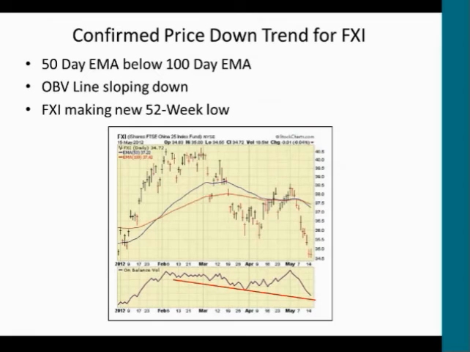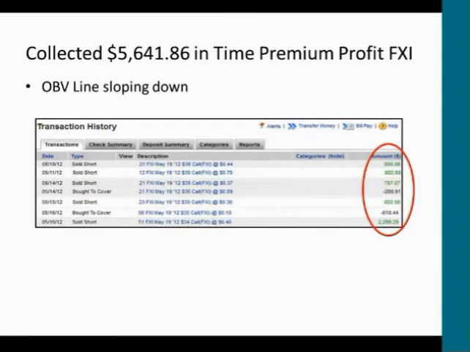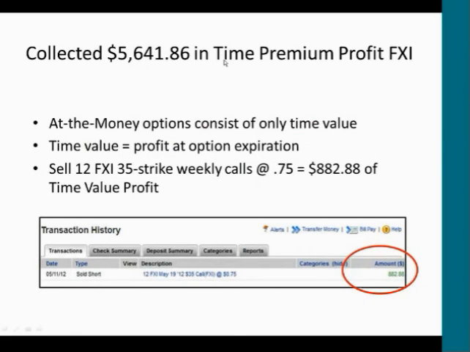And with my American Capital stock, I've been selling call options on the China ETF, symbol FXI. And we can see the FXI is in a confirmed price downtrend. And these are my brokerage confirmations over the course of a week. And I sold and bought back these China options 3 times inside of 1 week. And I collected $5,600 in time premium for FXI.